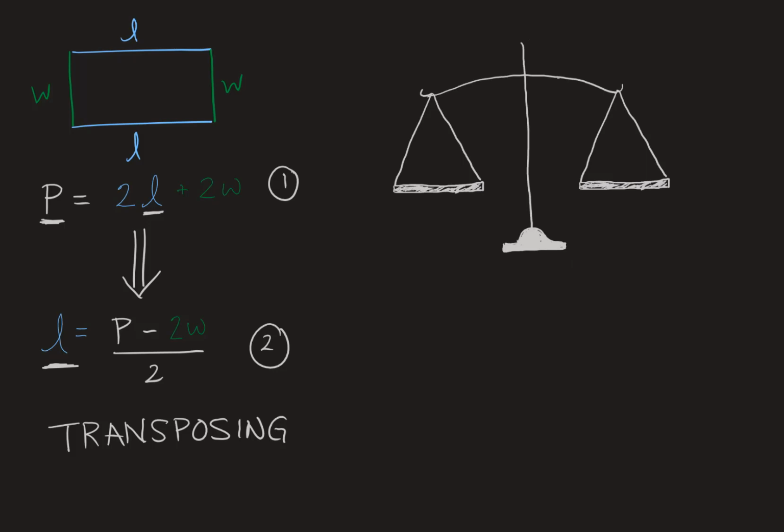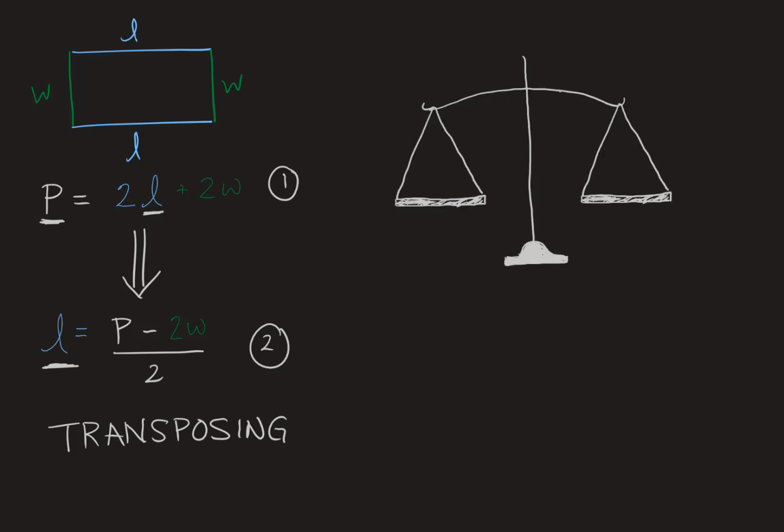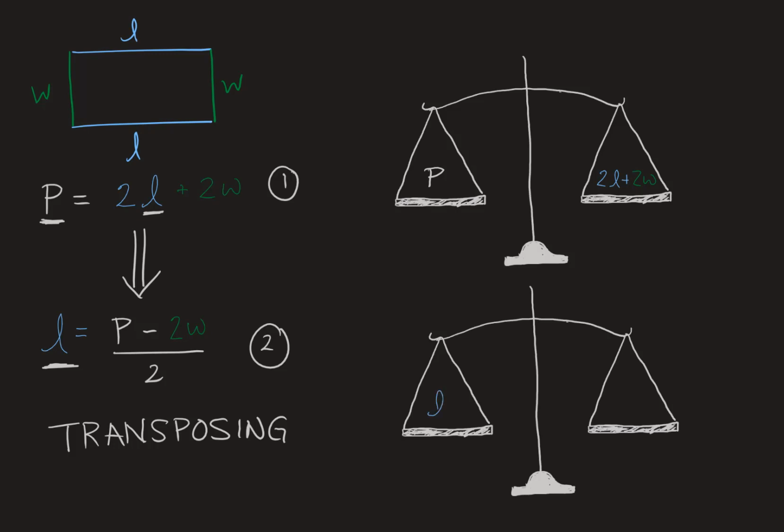So as we balanced the first equation by having P be the same as 2L plus 2W, we also achieve balance in the second equation, where we have L is equal to P minus 2W all over 2. Now, we have a lot of strategies for how we do this, and I'm going to show you a few tools that we use to make sure that we're always maintaining balance in the process of transposing an equation. And that's what we're going to do in the next videos.